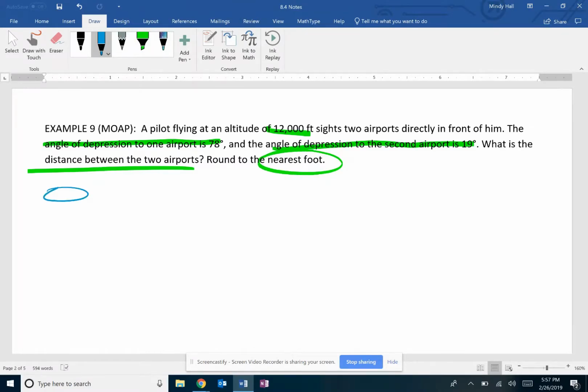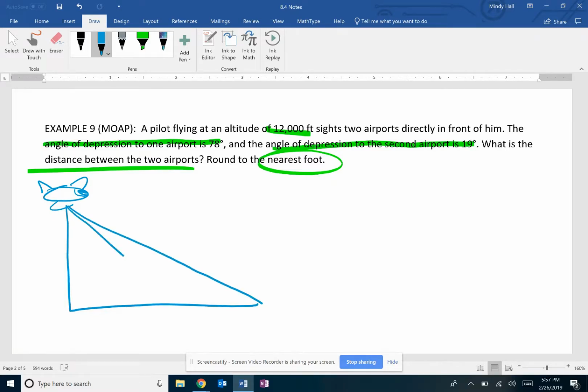So we have our airplane. And then we have 1 airport and 2 airports. And for me, it's a little bit easier to just kind of draw the lines and then label what it is. So airport 1, airport 2.